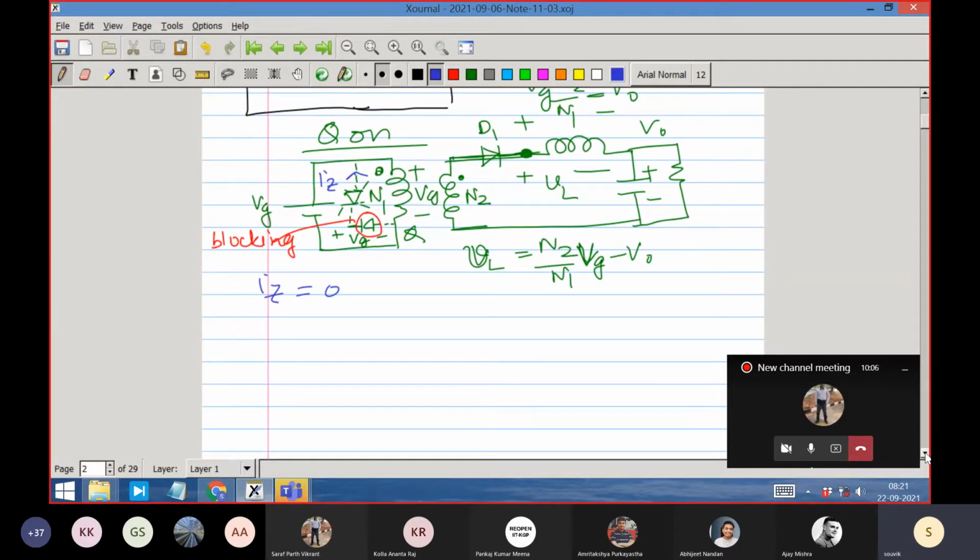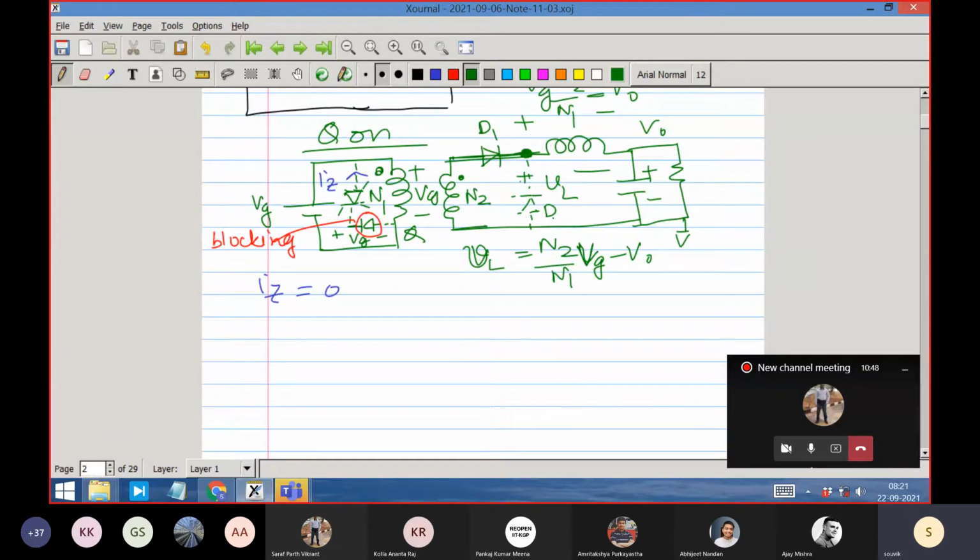Another thing you can see in a similar manner is that the freewheeling diode is also blocking. Freewheeling diode is not conducting, because its cathode voltage is more than the anode voltage. What is the cathode voltage at this time? With respect to this reference, the cathode voltage is N2 by N1 into VG. So at that point, it is not conducting. It is blocking the voltage. So the current through this freewheeling diode, ID, is equal to 0.